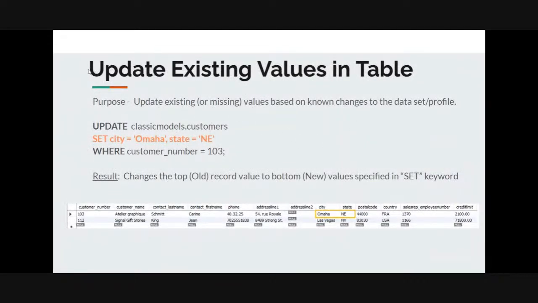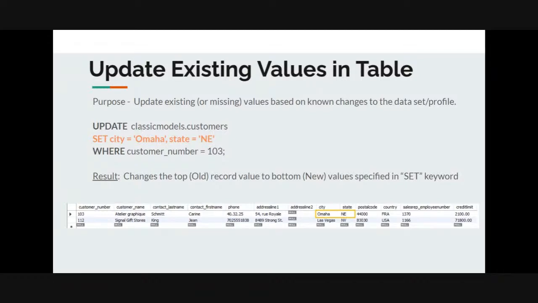This is one that we'll spend a little more time on. So we want to update an existing value in a table. The purpose is to take data that's persistent, or sometimes missing values in a table, based on known changes to the data set or profile. So say you had a null value about somebody's age, a customer's age. They suddenly give it to you one way or another. Say now that I have that information, I want to go update the customer's age in the database. You can do an update statement.